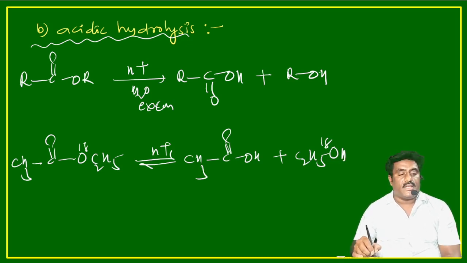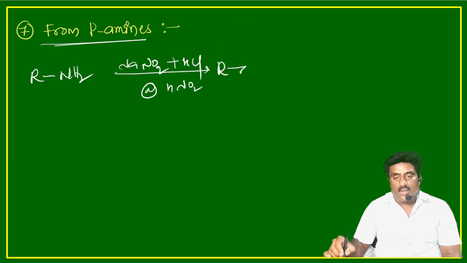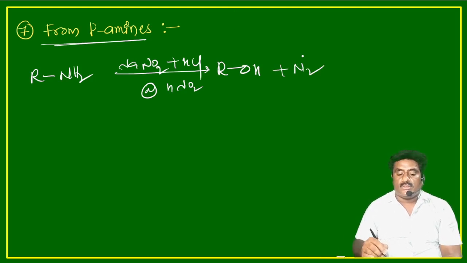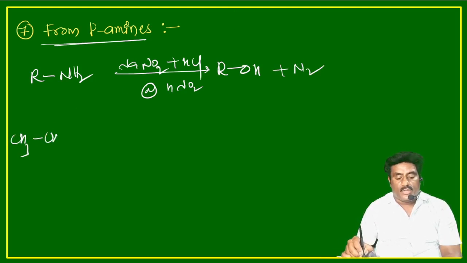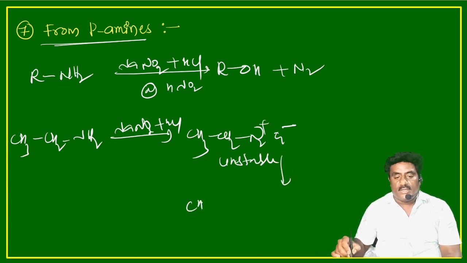Yes, have a look at the next reaction from primary amines. Primary amine means RNH2 in the presence of NaNO2 plus HCl, or HNO2. What does it form? It forms alcohol ROH plus N2. So I am writing CH3CH2NH2 in the presence of NaNO2 plus HCl. It forms CH3CH2N2 plus Cl minus, a diazonium salt. Yes, it is unstable. It forms CH3CH2 plus, and it gives N2 plus Cl minus.